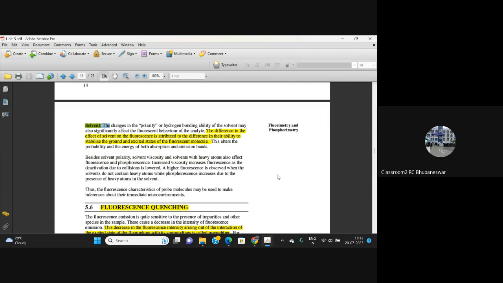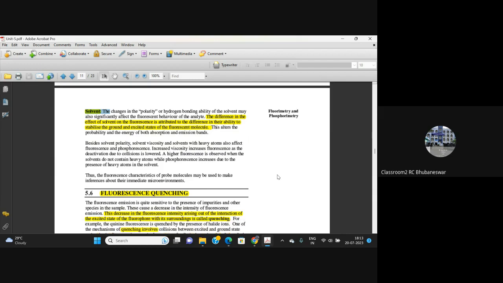So if you are increasing the polarity of a solvent, you will get your spectrum at more and more longer wavelength. If you are taking it in hexane and water, then in water you may get the spectrum at a longer wavelength as compared to hexane.